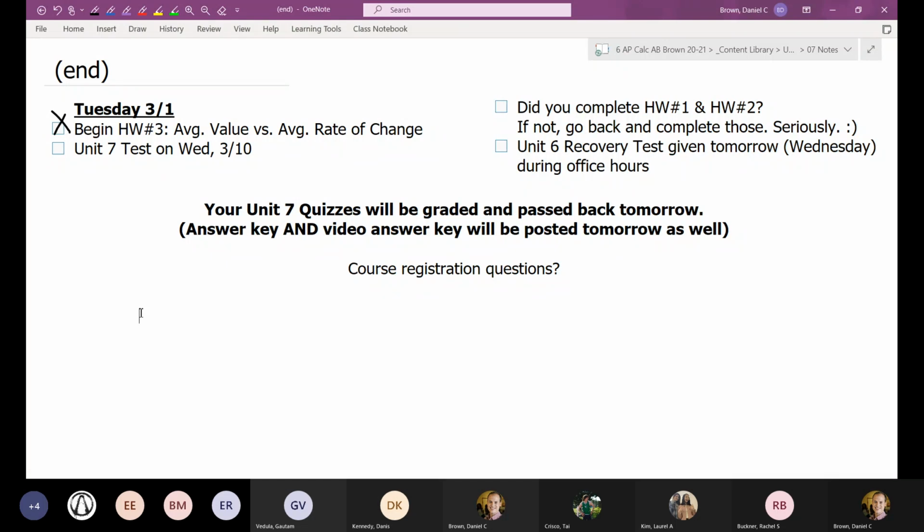Homework 3 is in 2 parts. The first part is just find the average value and rate of change, very numerical with the function. The second half is more of the word problems. If you're trying to chunk it, I might just say do problems 1 through 5 tonight, and that would be good enough. And you'll have time to finish the rest tomorrow.